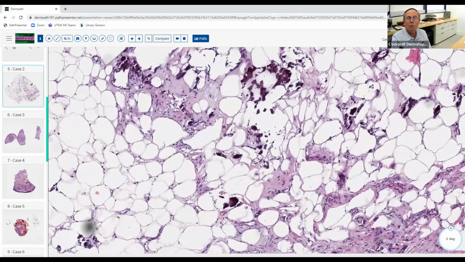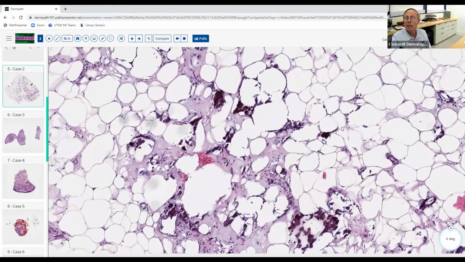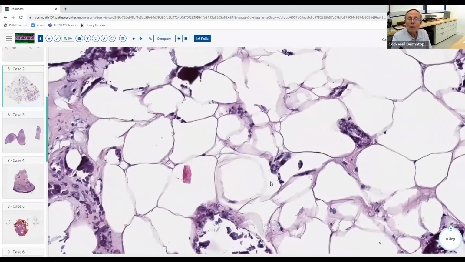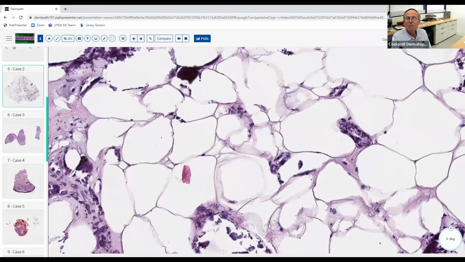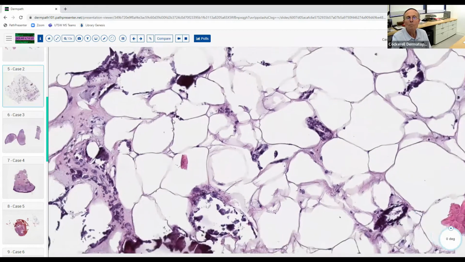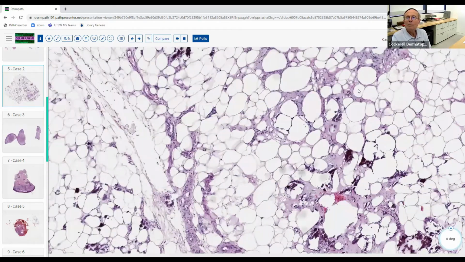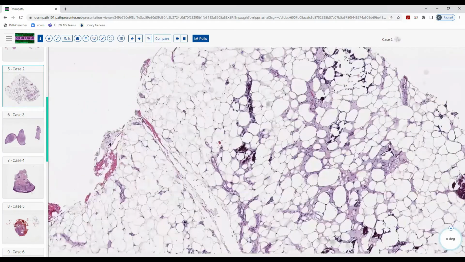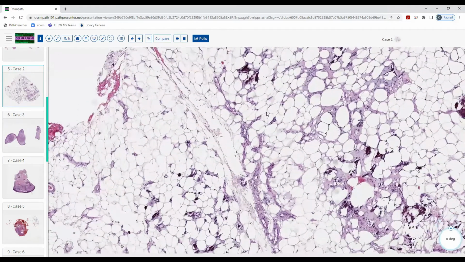Let's keep scrolling around. Notice that the calcium is really involving the areas between these individual lipocytes. There's also this degenerated fat here. And then you get these tiny, almost peppery calcium deposits in these lipocytes. Does anybody have any idea what this is? Calciphylaxis. Yes, good, that's exactly what this is.